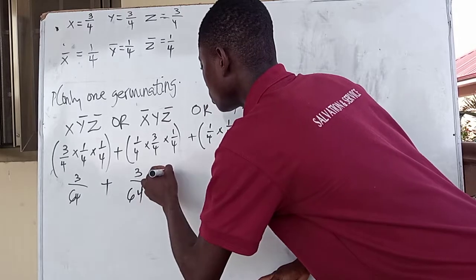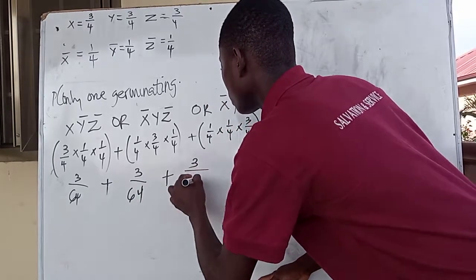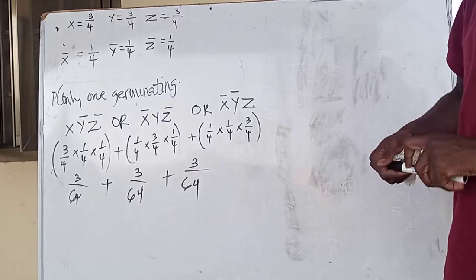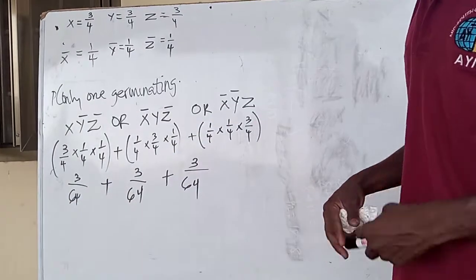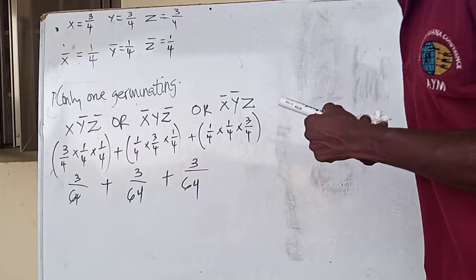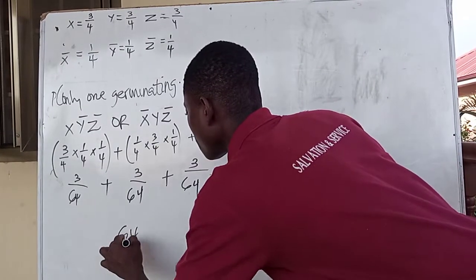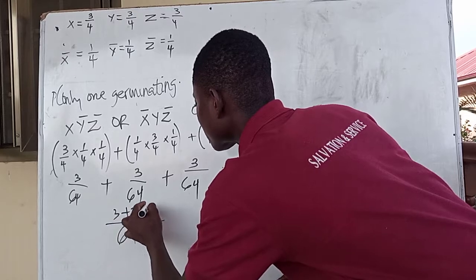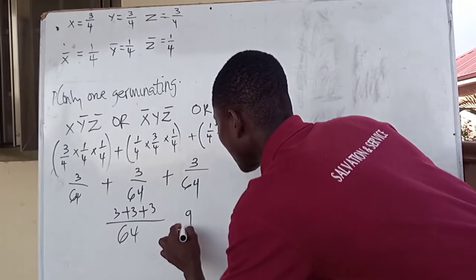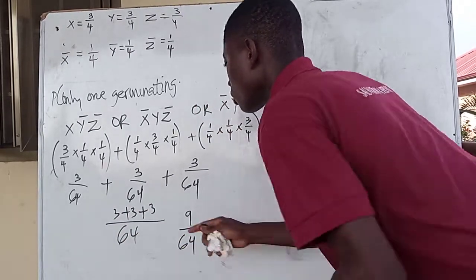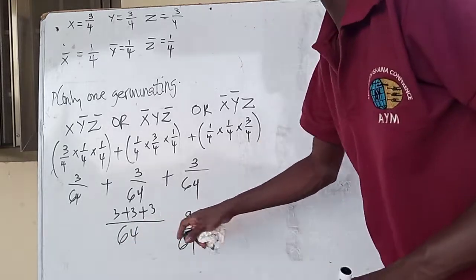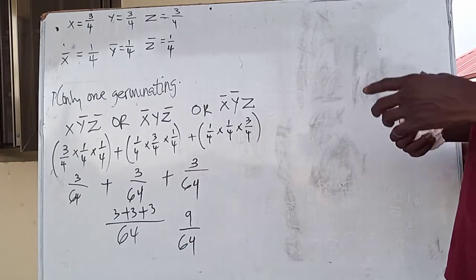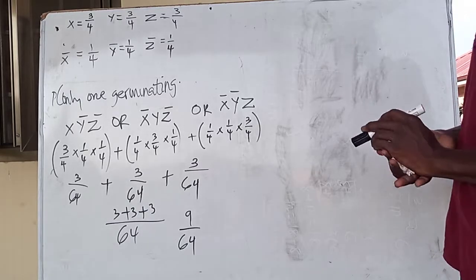64 plus 3 on 64. Exactly. So now, all the bases are the same, so you just take 1. 3 plus 3 plus 3, which is what? 9 over what? 64. 3 plus 3 plus 3 is 9. 9 on 64. Right? So, can we divide this further?